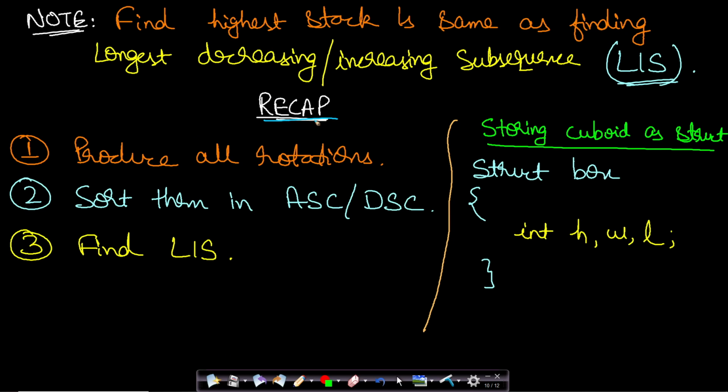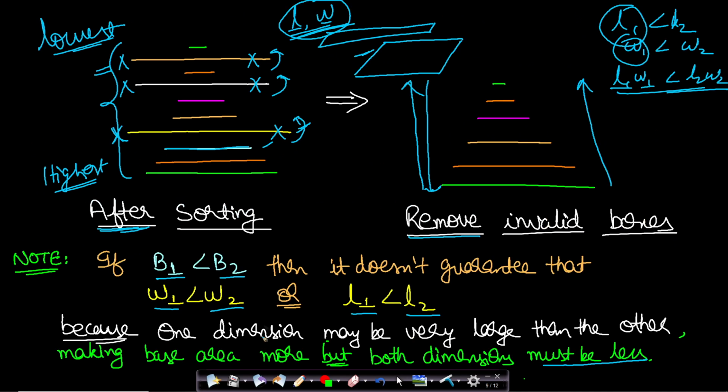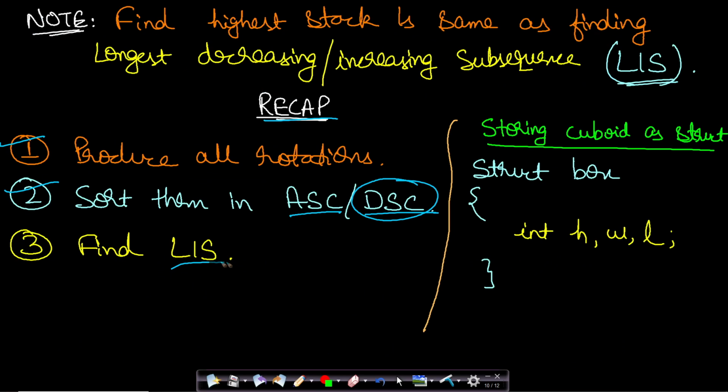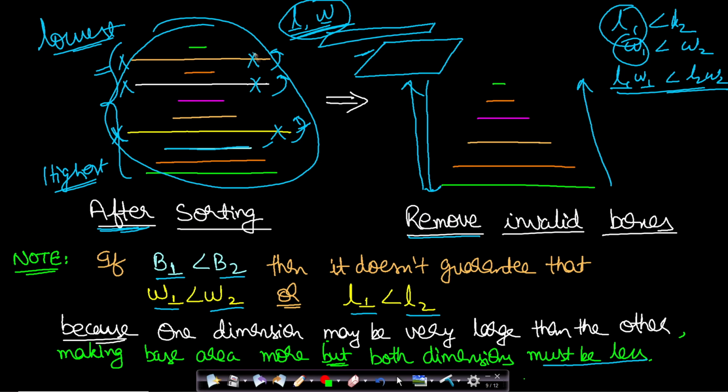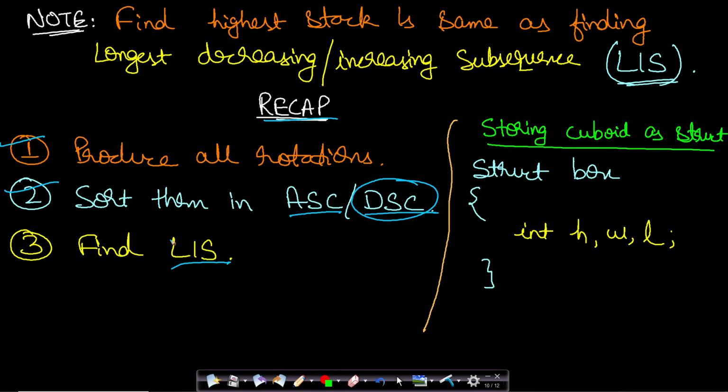Just to recap, what we did in this entire problem is, first we produce all the rotations and form all the configurations. Second, sort them based on area. You can sort in ascending or descending order; I have done it in descending order. After doing that, you will get something like this figure, and then you can find the longest increasing subsequence if you move from top to down, or if you move from bottom to up, then you can find the longest decreasing subsequence. This is the third step. That will give you the maximum height which you can form by stacking one box on top of the other according to the given constraints. I hope you were able to understand the entire intuition behind the problem.